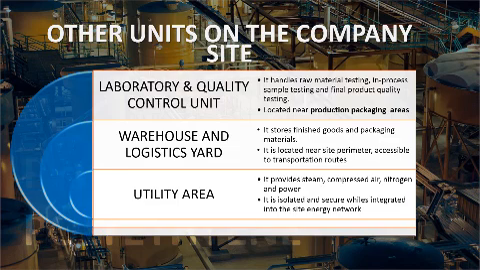Also, the company should have a warehouse and logistics yard where finished goods and packaging materials are stored. The company should also have a utility area where steam, compressed air, nitrogen, and power are provided. It is isolated and secure whilst integrated into the site's energy network.